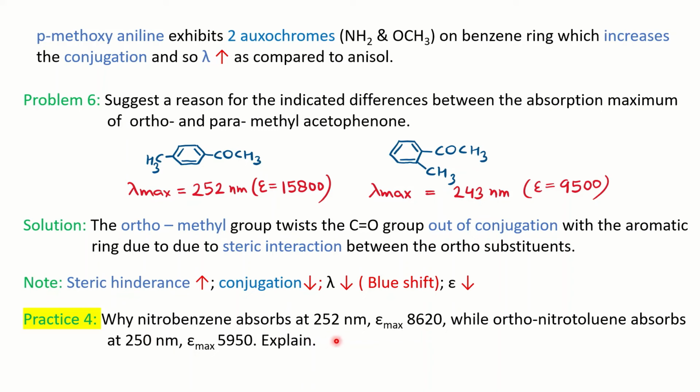Why does nitrobenzene absorb at 252 nanometer with intensity given as 8620, while ortho-nitrotoluene absorbs at 250 nanometer with a molar absorptivity value of 5950? So you can see we have just done a similar kind of problem. Nitrobenzene compared to ortho-nitrotoluene shows a slight hypsochromic shift, because of the steric crowding and loss of coplanarity, and similarly the intensity is also decreased. So you can use the same explanation and solve this problem.